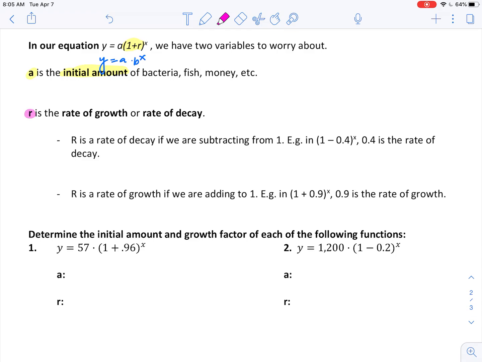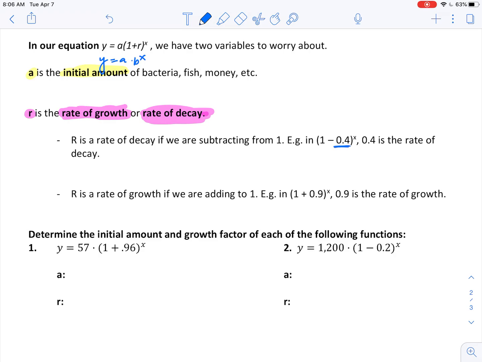A is the initial amount. That's our starting point. Maybe that's how many fish we started with in the pond, or what was the initial amount of my loan, or how much was my car worth in the beginning. And r is going to be the rate of growth or the rate of decay. So if it's growing, hopefully like money, if I invest some money in the stock market, I want that to grow. Or decay, when I buy a car, it's going to go down in value every single year. So those are some quick examples of exponential growth or decay.